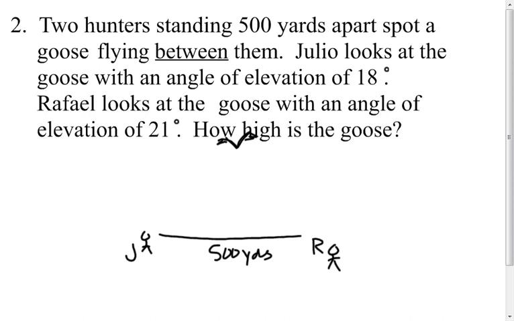Julio looks up with an angle of elevation to the goose of 18 degrees. This angle of elevation, remember, has to be measured from a horizontal line. So when I measure it from the horizontal line, I get 18 degrees right there. And Rafael looks up to the goose with an angle of elevation of 21 degrees. And the question is, how high is the goose? This is what I need to find out right here. That will answer my question.